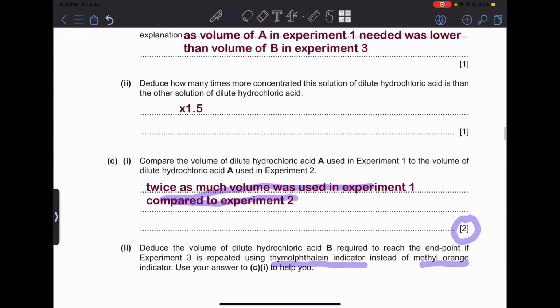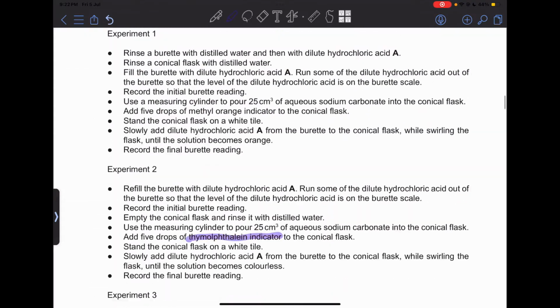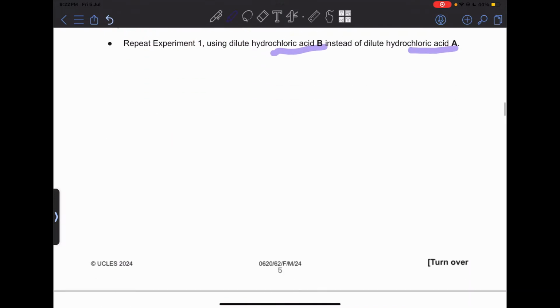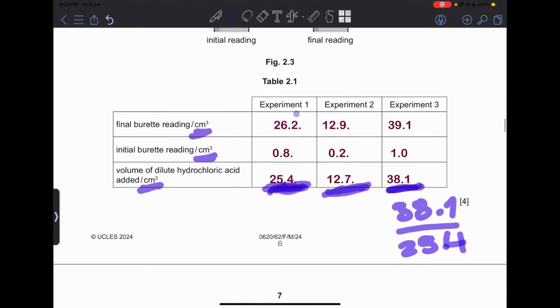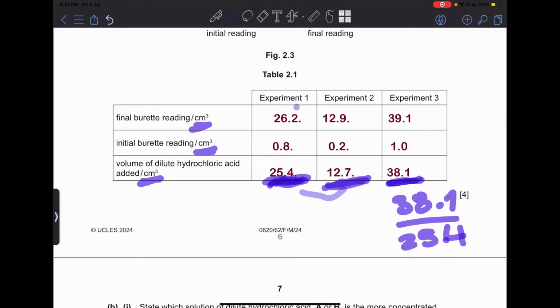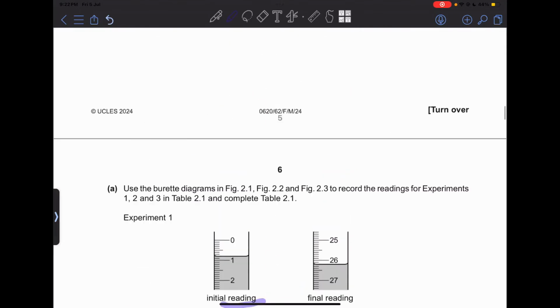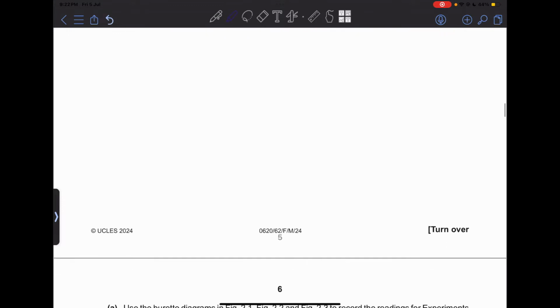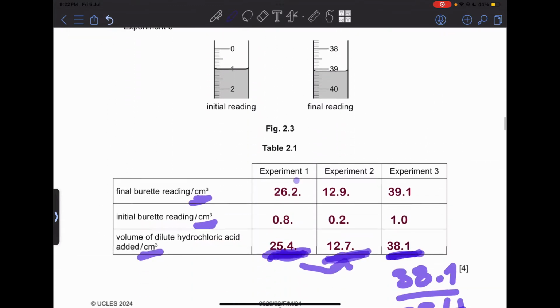Methyl orange was used in experiment 1. Over here, they used methyl orange indicator, and in experiment 1, they used double the amount that was used in experiment 2. Experiment 2 used thermal phthalate over here. So thermal phthalate, we can say that it's more concentrated, therefore it will use less than half of the amount that was used in experiment 1.